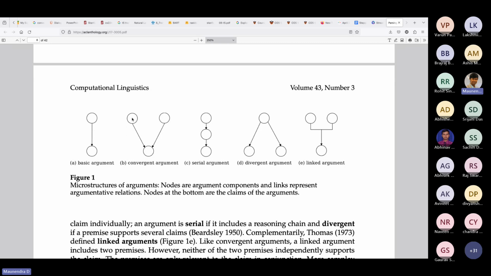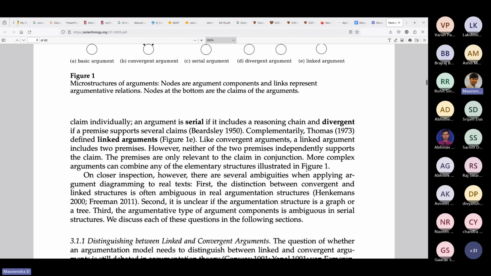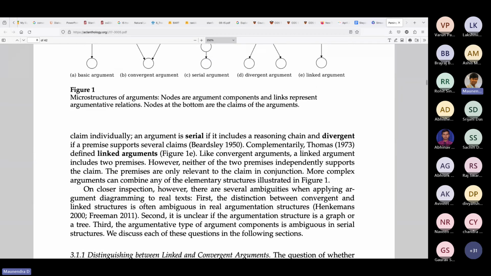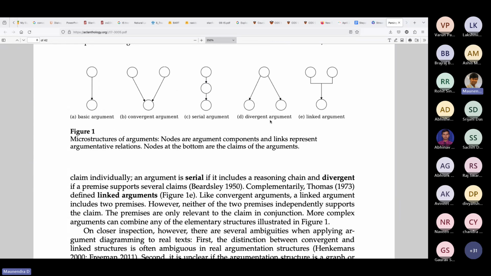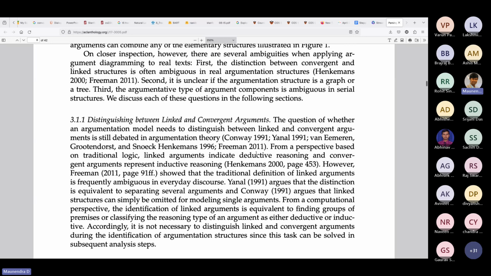There could be convergent arguments, with 2 different steps connecting to the same argument. There's a serial argument, a basic argument 1, and you can chain together many such things for serial arguments. Then, given one claim, we can break it into 2 parts and try to prove each of them separately, and so on. There can be some structures here where the real difference may be a little difficult to guess, but overall, I think they explain it in a formal manner inside this paragraph.